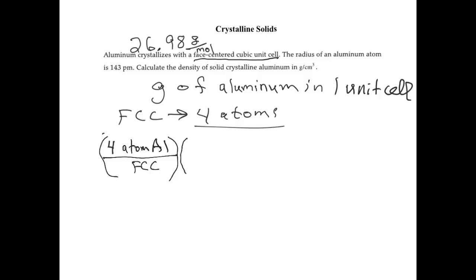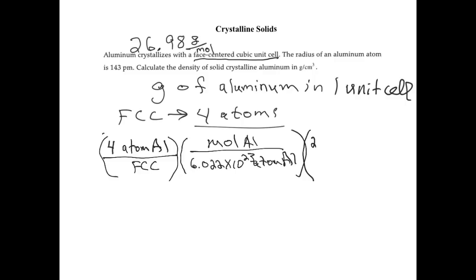So I can go to moles of atoms simply by dividing by 6.022 times 10 to the 23rd atoms of aluminum. That gives me moles of aluminum. And then I just multiply that by 26.98 grams of aluminum per mole of aluminum. And that cancels out, atoms cancel out, and what I'm left with are grams of aluminum per face-centered cubic cell.